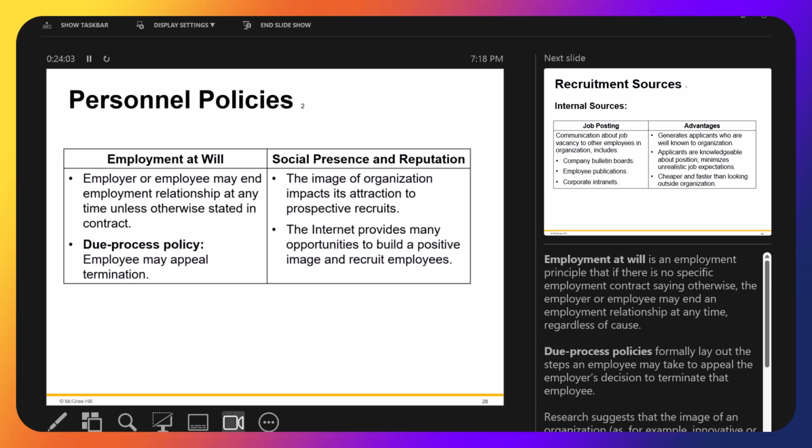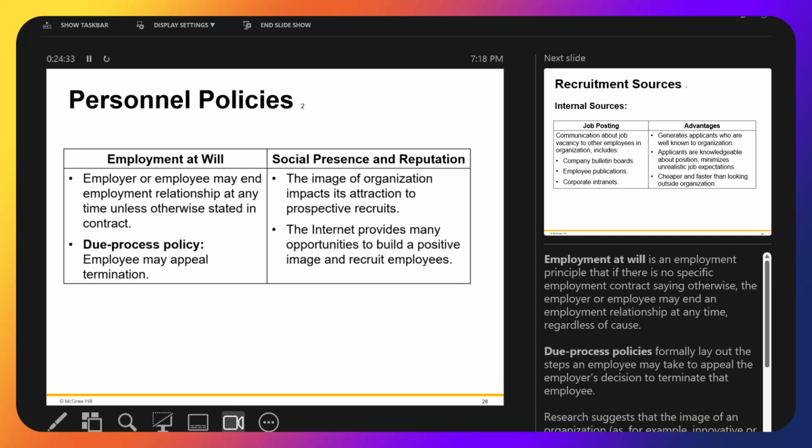Employment at will: the employer or employee may end the employment relationship at any time unless otherwise stated in the contract. Due process policy: the employee may appeal termination. So employment at will says I can quit at any time, and the employer can let you go at any time. Due process: if someone feels like they've been terminated unfairly, then the employee may appeal the termination. It's kind of like going to court.